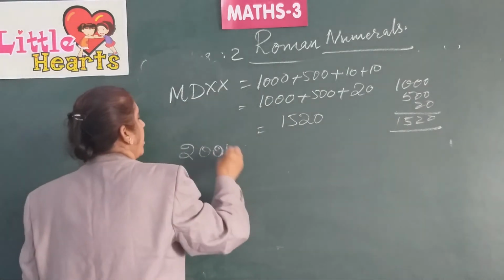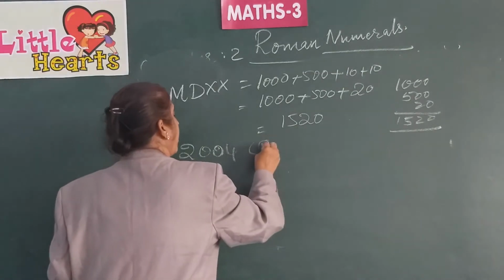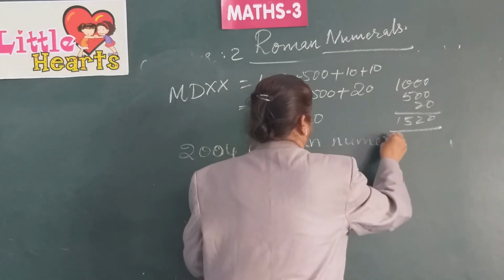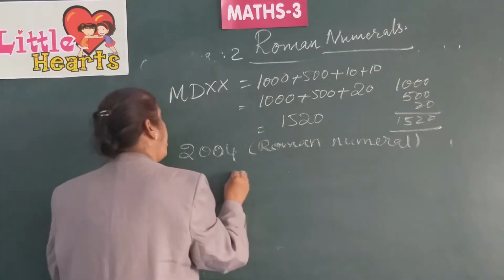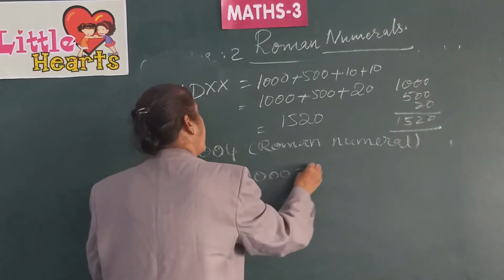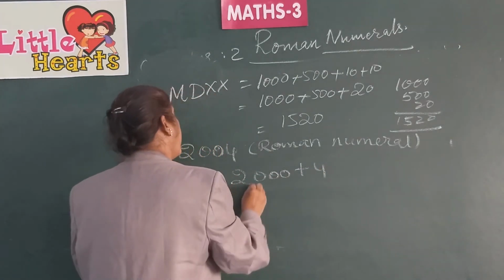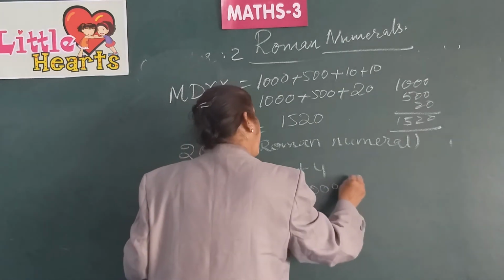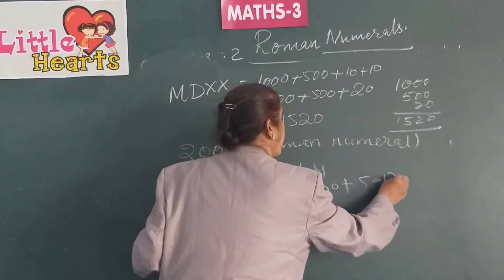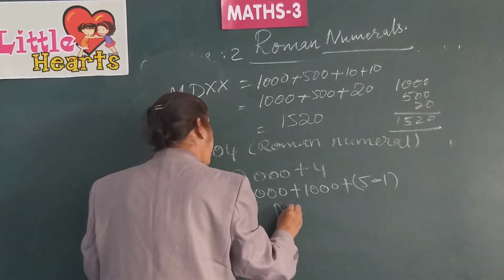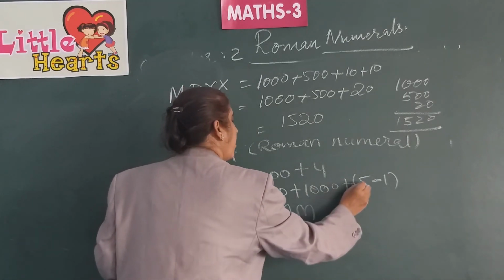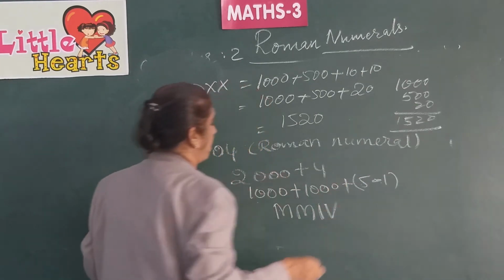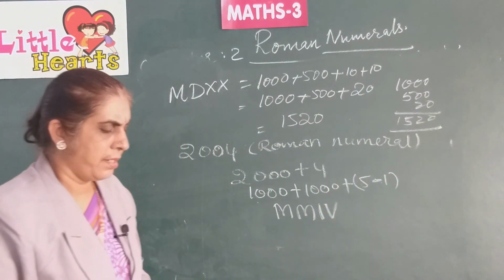2004 in Roman numerals. 2000 plus 4. 1000 plus 1000 plus 5 minus 1. So 1000 is M, 5 minus 1 is V, and 1 should be to the left of V as it is subtraction. MMIV.